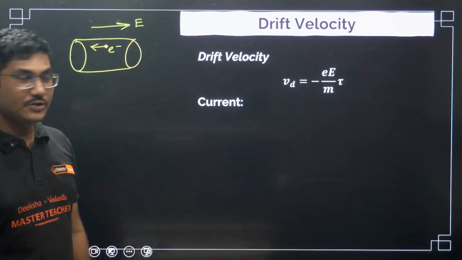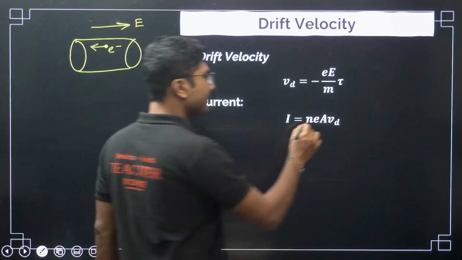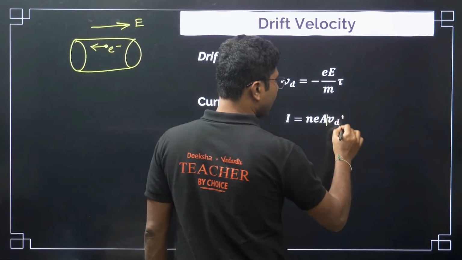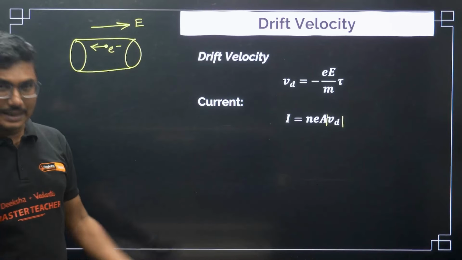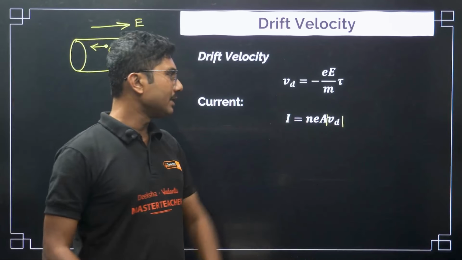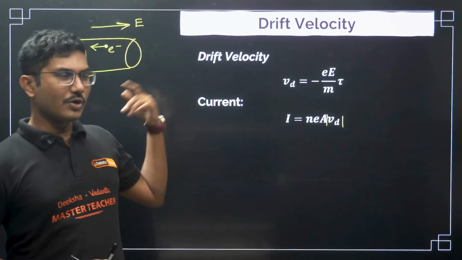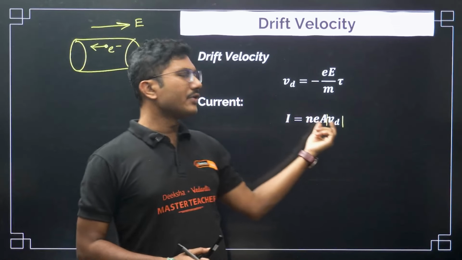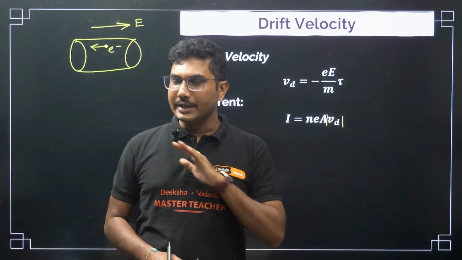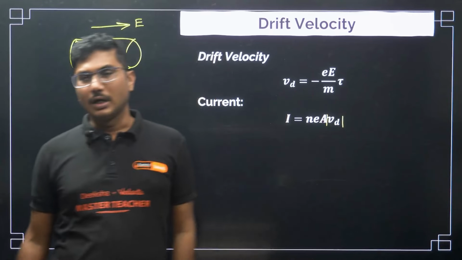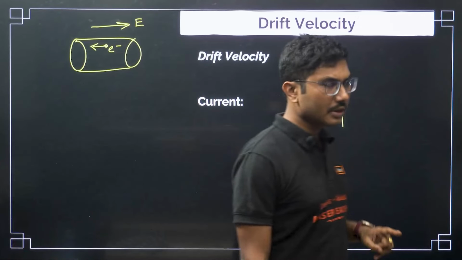Now what is the expression for current? Current is given by I = nAeVd. Here Vd is basically the modulus. We take the modulus value in nAeVd, scalar form, scalar value. Only the value is important in this expression. Now, current through a conductor depends only on drift velocity. The random motion or the thermal motion does not affect this current. Current only depends on drift velocity, not on thermal motion.